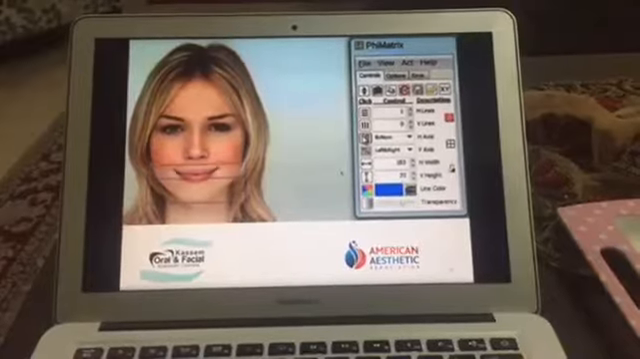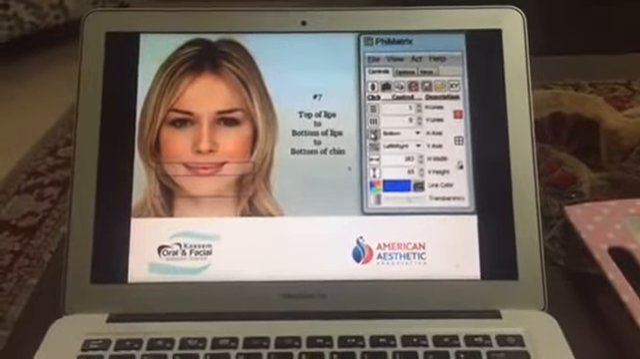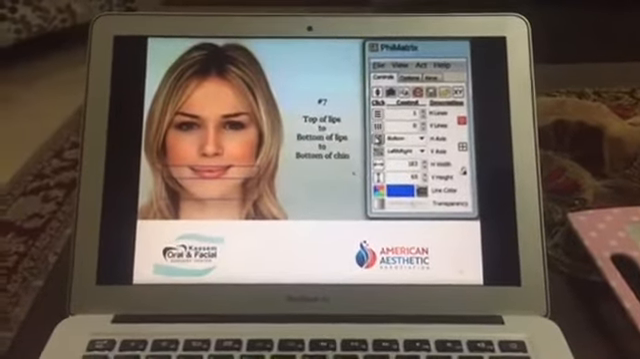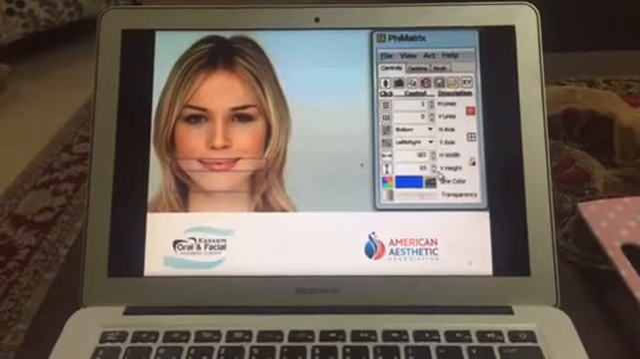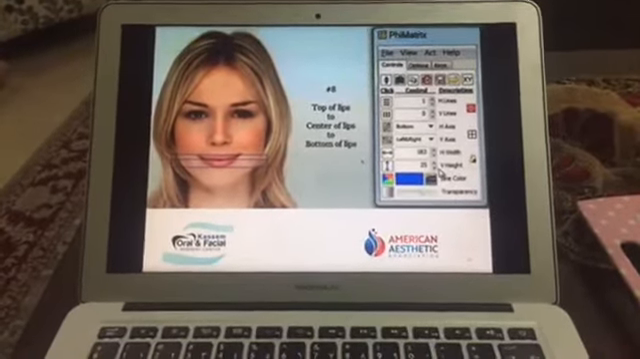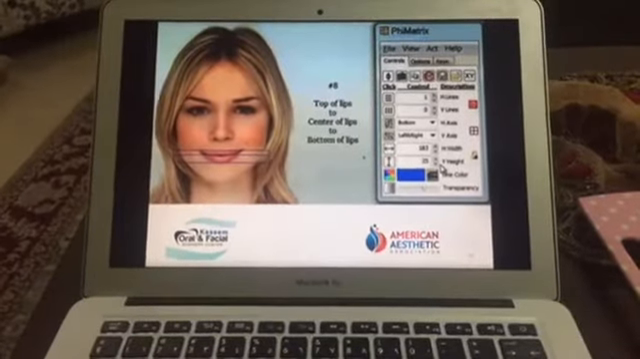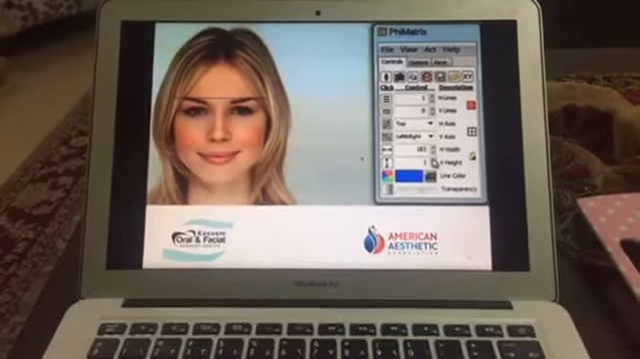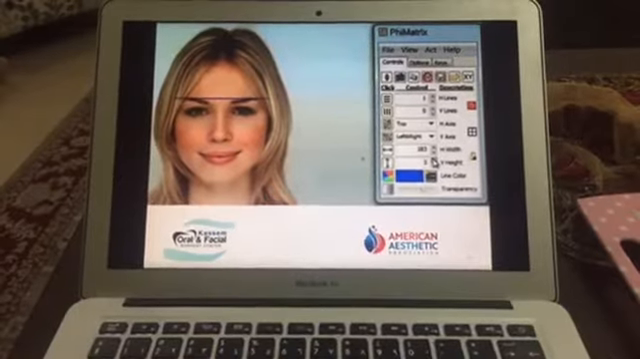Also, we can measure the flare of the nose. This is very important, especially when you are going to treat a gum smile or short lip or large lip. This is very, very important for us. Also, lip size, the discrepancy between the upper and lower lip, is very crucial for our patients.